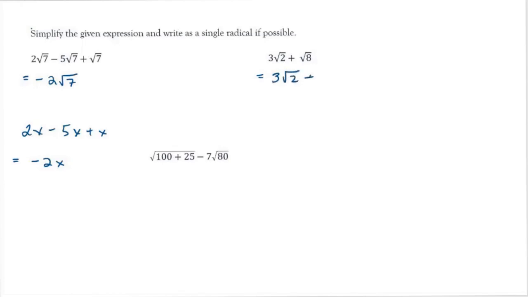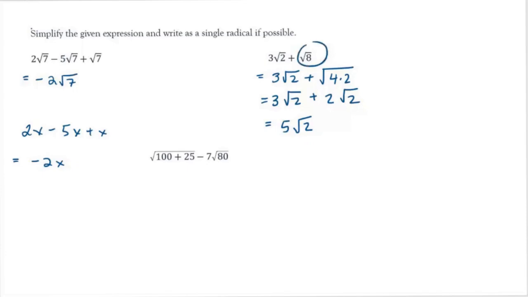So we have 3 root 2, and we can rewrite the square root of 8 as 4 times 2. So that gives us 3 times the square root of 2 plus the square root of 4 is 2, so plus 2 root 2. And now it happens that we do have like radicals. 3 root 2 plus 2 root 2 is 5 root 2.